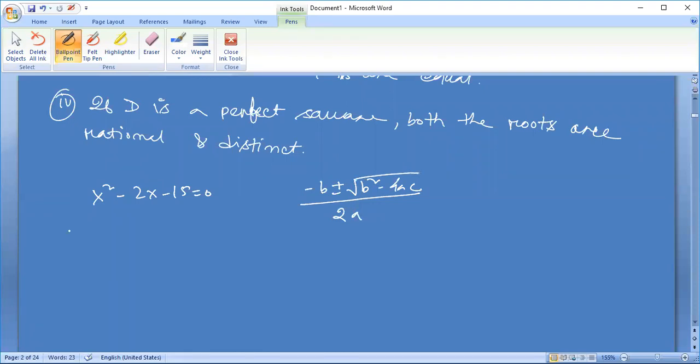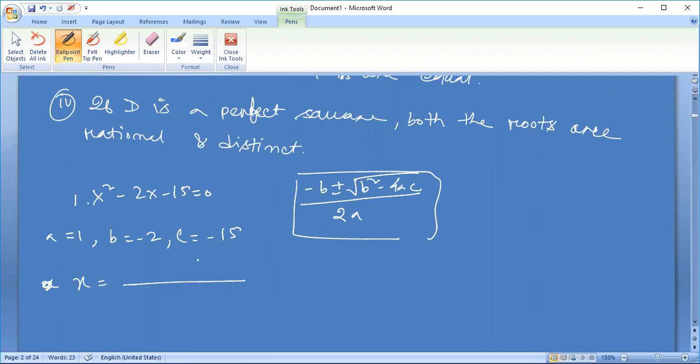Now see, when we are going to solve this equation, you have to write, let alpha and beta. Now I am solving the equation to show something. Here, what is the value of a in this equation? 1. Value of b is minus 2, and value of c is minus 15. Now what will be the solution? We will get two values because it is a quadratic equation. So the roots will be, suppose x. In the formula it is minus b, so the minus sign will come. What is the value of b here? Minus 2. So it will be minus of minus 2, then plus minus b square. Value of b is minus 2, so minus 2 whole square.